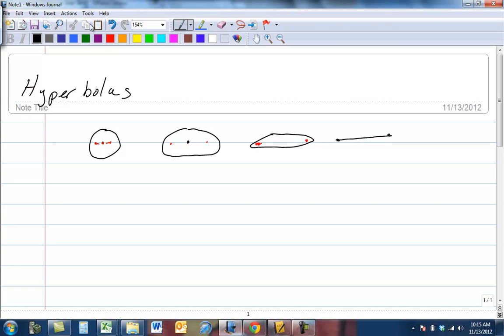And if you pull it too far, eventually the center is going to be right here. The foci are going to be out here, but the curve is going to go and flip around and make what's called a hyperbola. This is a hyperbola right here. All right, so let's talk about the general equation.